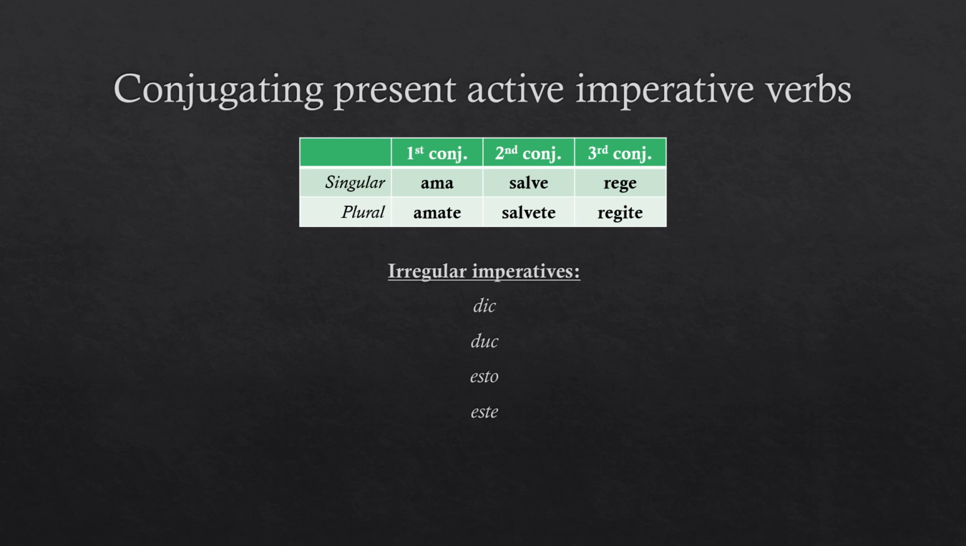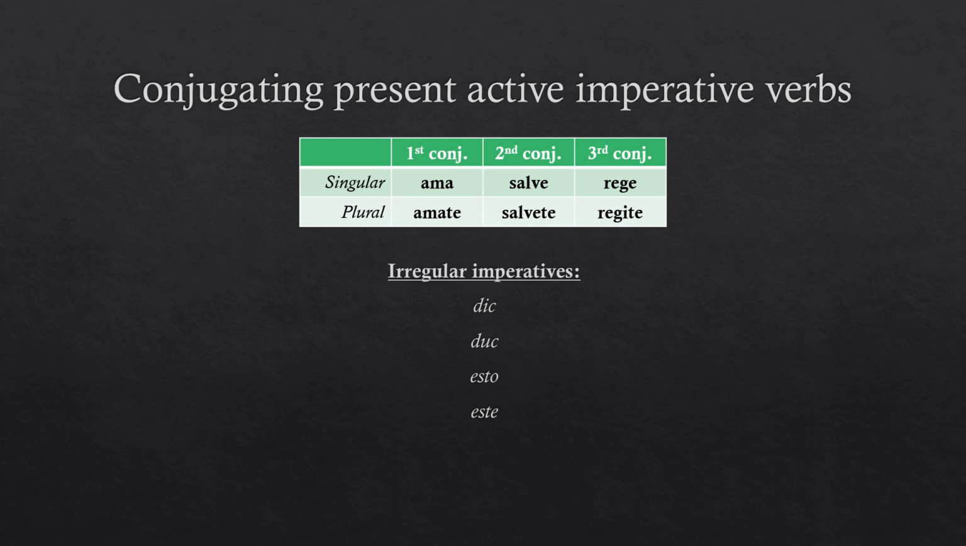So how do we conjugate present active imperative verbs? For singular present active imperative verbs, it's pretty easy. All you have to do is take your second principal part, which is your present active infinitive, take off the final re, and there you have it, as in ama, salve, and rege.